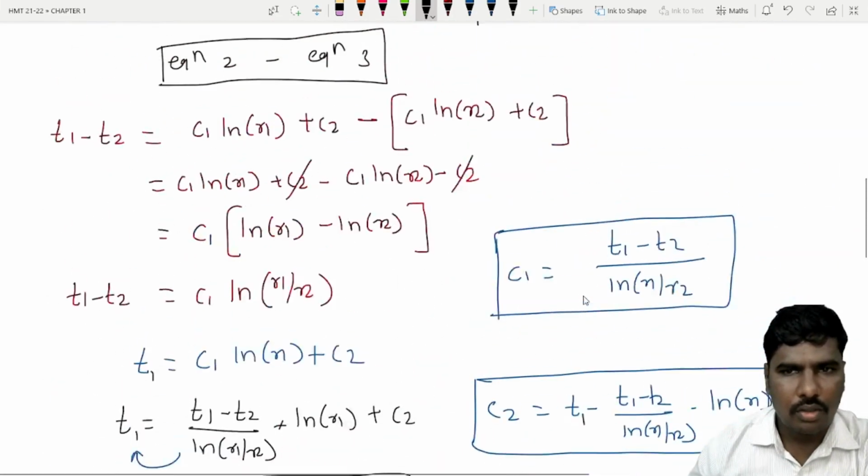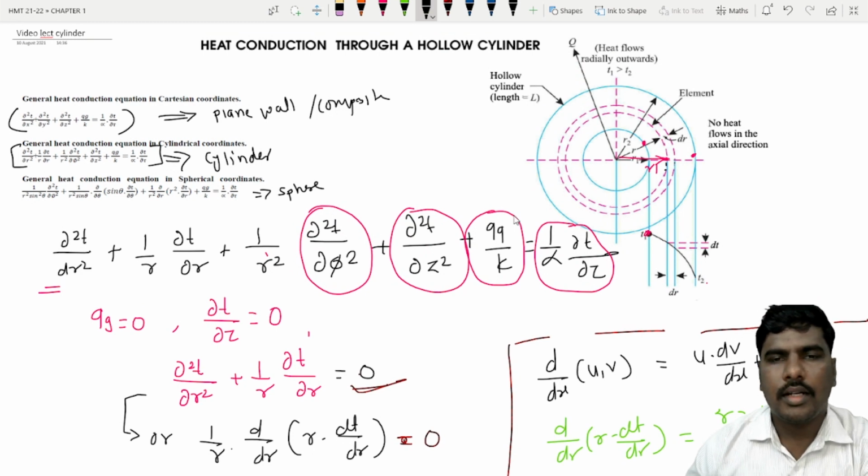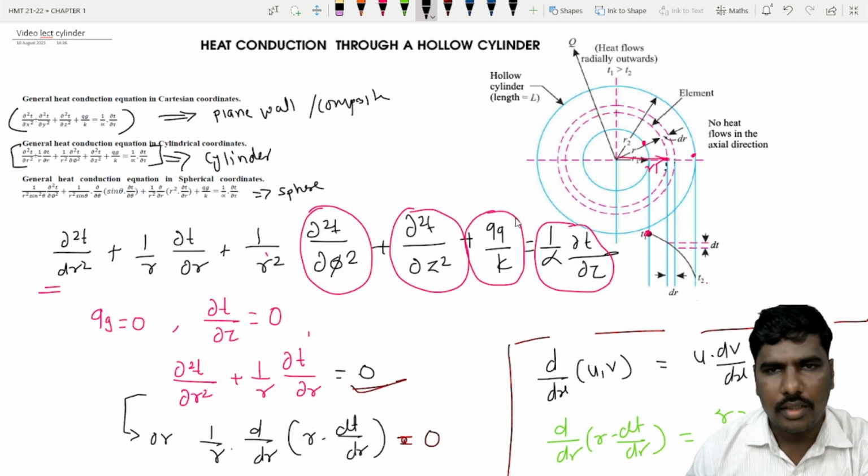So this is heat conduction through the hollow cylinder. You get the equation for the hollow cylinder. In the next lecture, we will see heat conduction through the composite cylinder and the problems on the composite cylinder. Thank you.